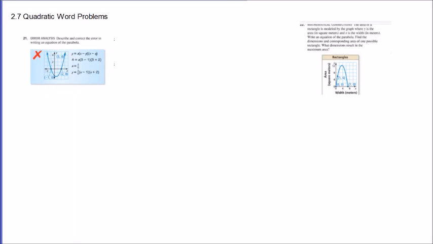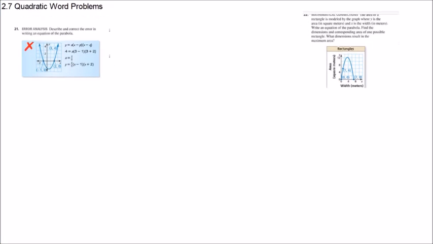Welcome to 2.7 quadratic word problems. We've already covered every single thing that you need to know about quadratic equations. Now you just need to know how to do the quadratic word problems. So, first question, we have error analysis. Why is this parabola wrong?